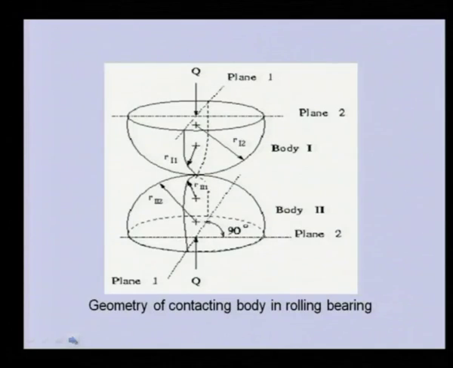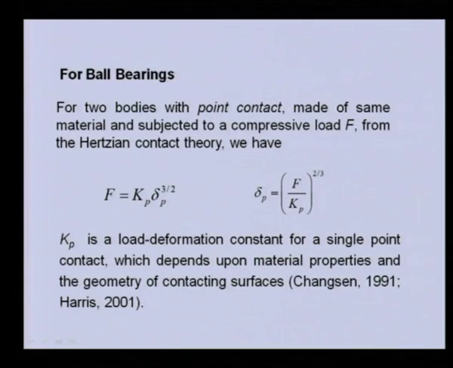Generally, using the Hertzian contact theory, we define the load versus deformation relation between two contacting bodies, and for point contact, that means two spherical contacts, we have this relation. You can see this is the load, this is the deformation at the contact point. This is the exponent 3/2 for a ball bearing, that is point contact. This is the load deformation constant, which depends upon the geometry of the bearing and the material property of the contacting bodies. This can be written like this.